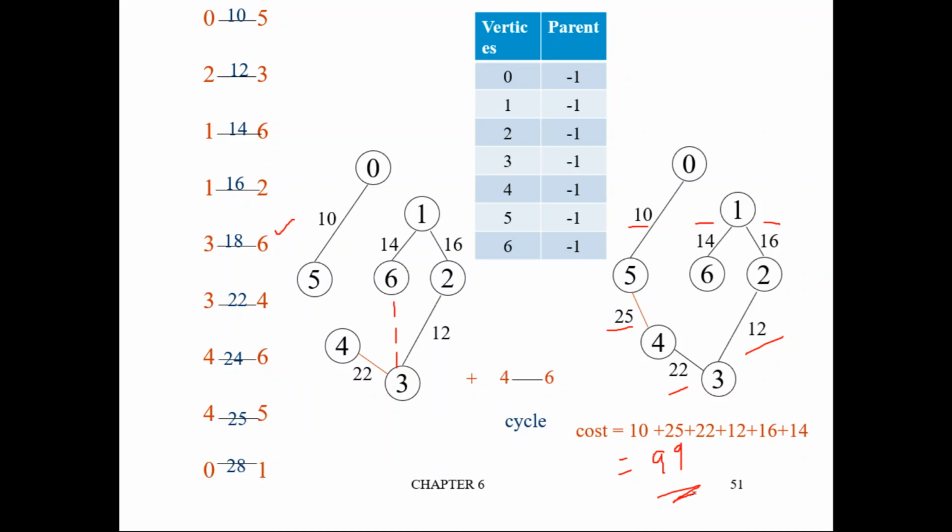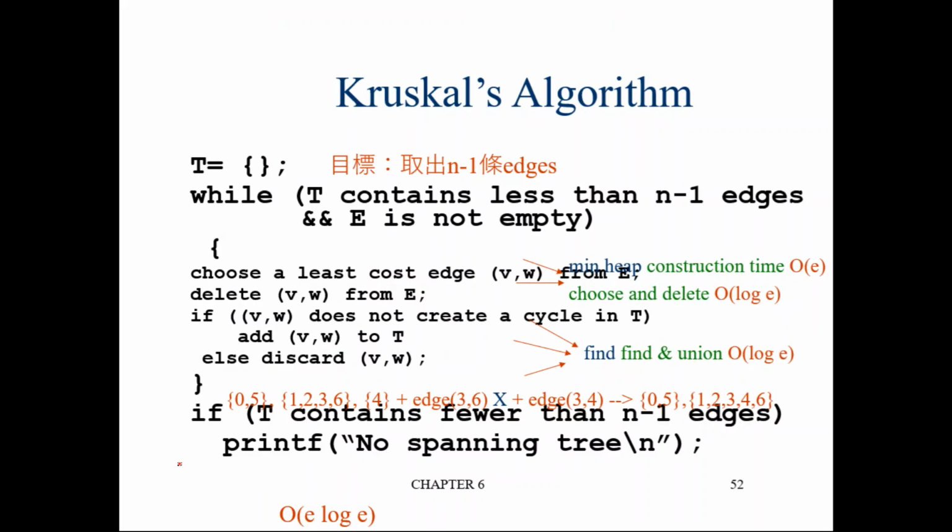Okay. I think the logic is clear, right? The Kruskal's algorithm logic is very simple. First, identify all the edges, sort the edges in ascending order, and add edges one by one to the spanning tree as long as there is no cycle, right? Continue this process until n minus 1 edges are added, right? So this algorithm says whatever we have discussed so far. The time complexity of Kruskal's algorithm is order of E log E, where E is the number of edges.